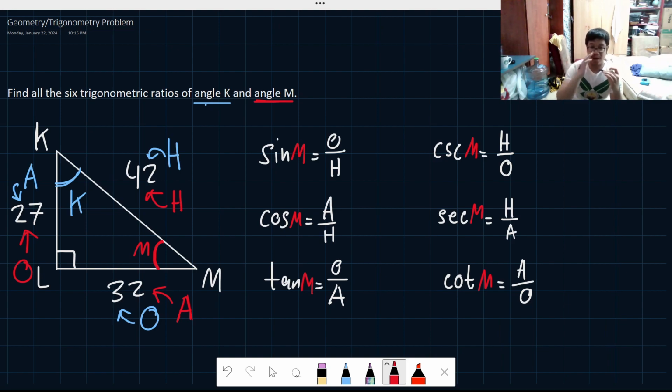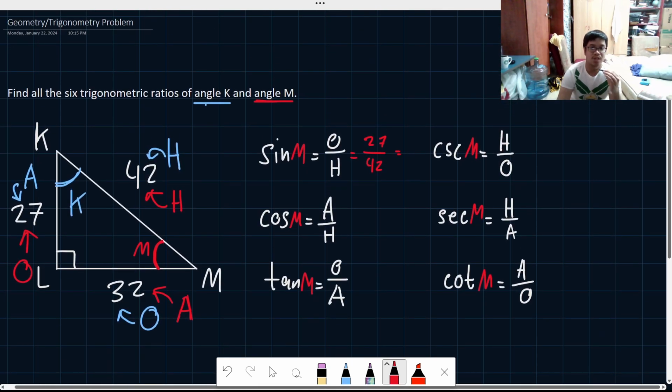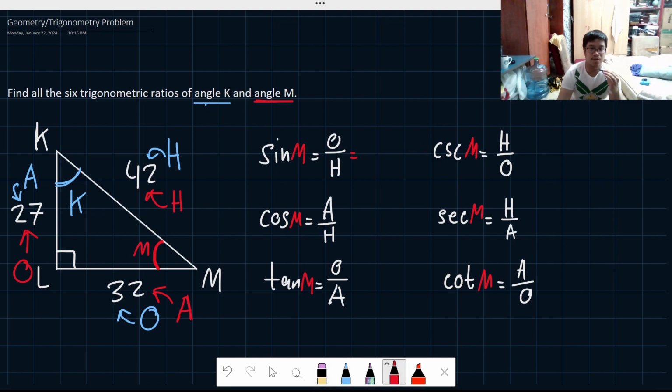Okay? So I hope you guys will not be confused here. Because remember, we are finding the six trigonometric ratios at angle M, not at angle A. So at angle M, your 32 is adjacent and your opposite is 27. Now we can simply substitute them. So for your sine, opposite all over hypotenuse. So your opposite is 27 all over your hypotenuse, which is 42. And both of them are divisible by 3. So 27 all over 42 is 9 all over 14. So we can simply rewrite the answer as 9 all over 14.